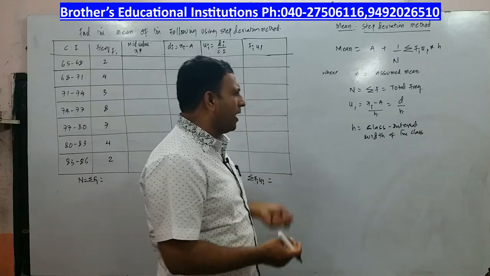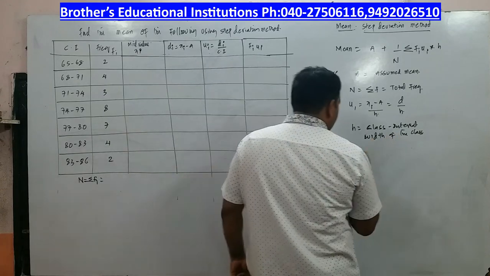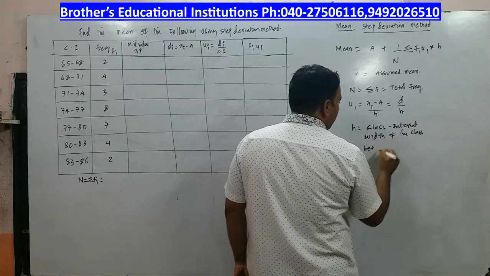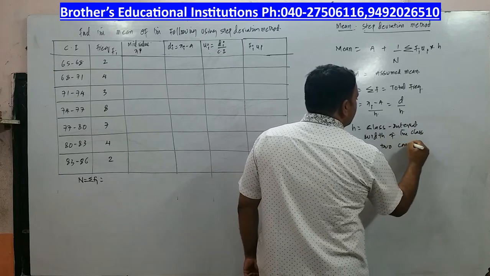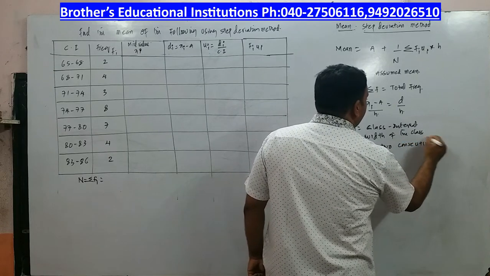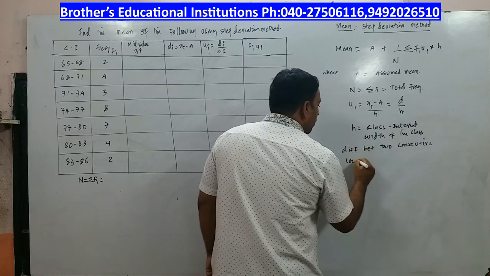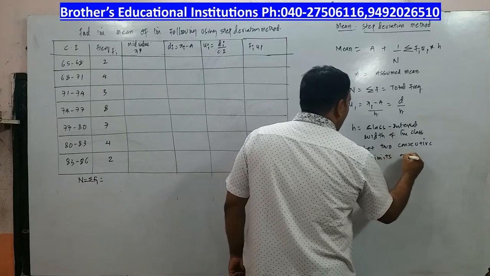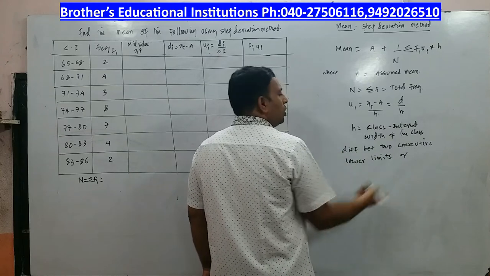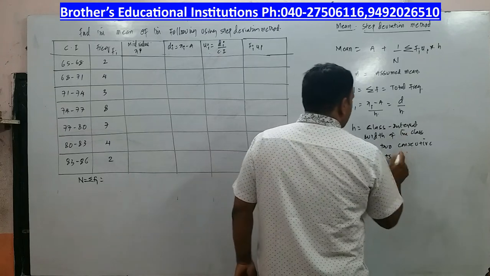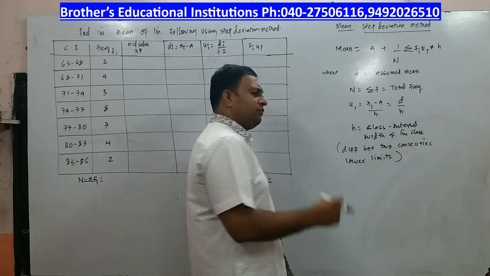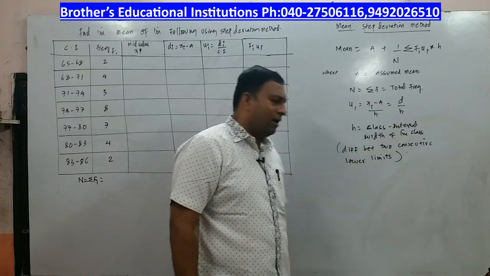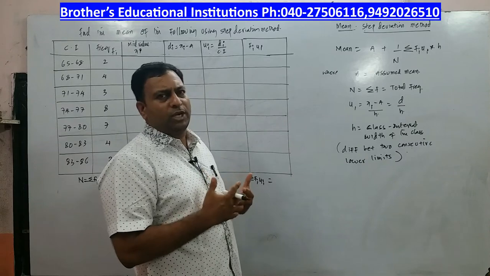Now, what is the formula? The class interval or width of the class is given as the difference between two consecutive lower limits or the difference between two consecutive upper limits. So I am sure you should remember this definition, very important. Don't forget this definition. Difference between two consecutive lower limits or difference between two consecutive upper limits.